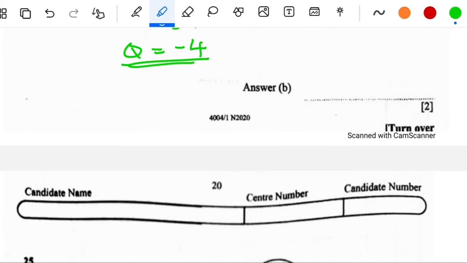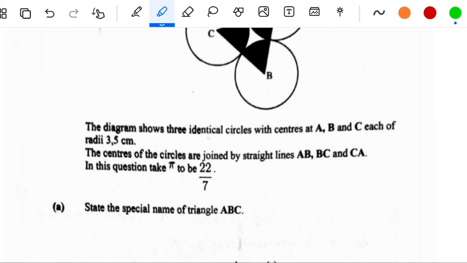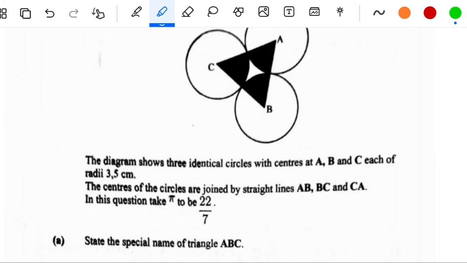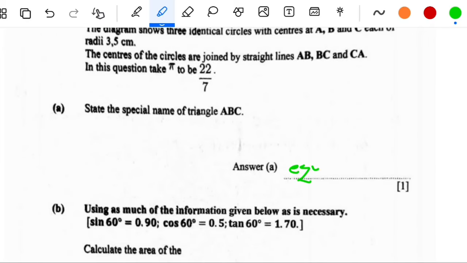Then moving on to number 25. The diagram shows 3 identical circles with centers A, B, and C of radius 3.5 centimeters. The centers of the circles are joined by straight lines AB, BC, and CA. In this question, take pi to be 22/7. State the special name of triangle ABC. So that is an equilateral triangle.